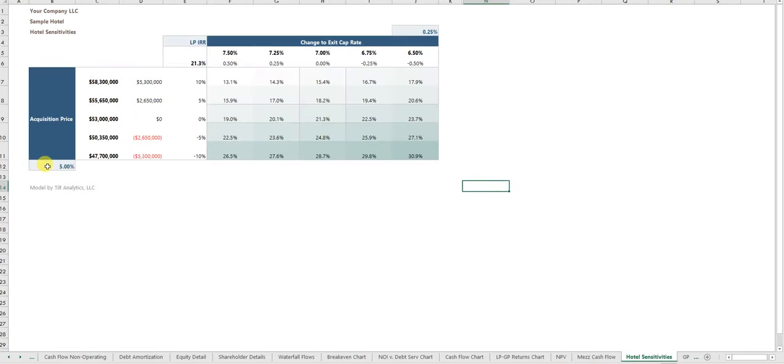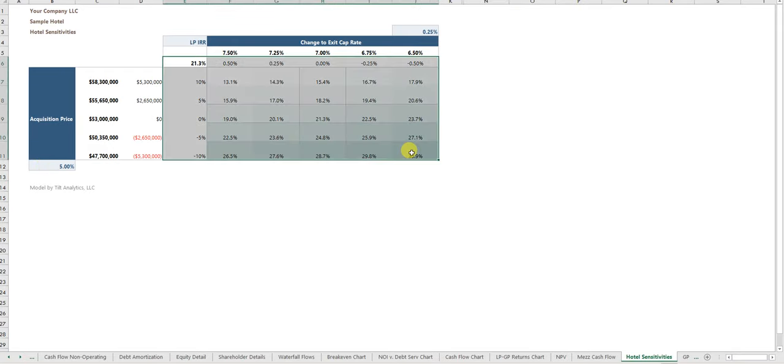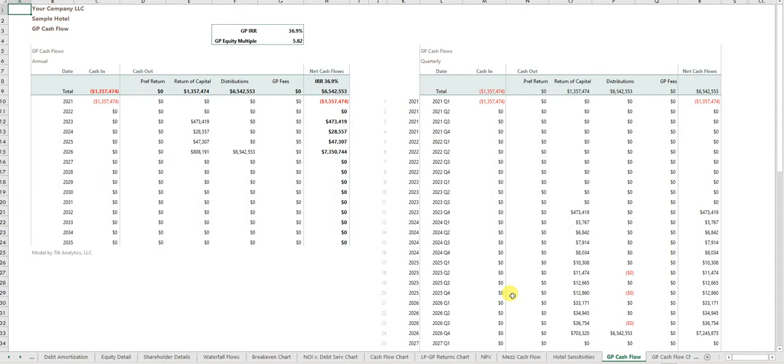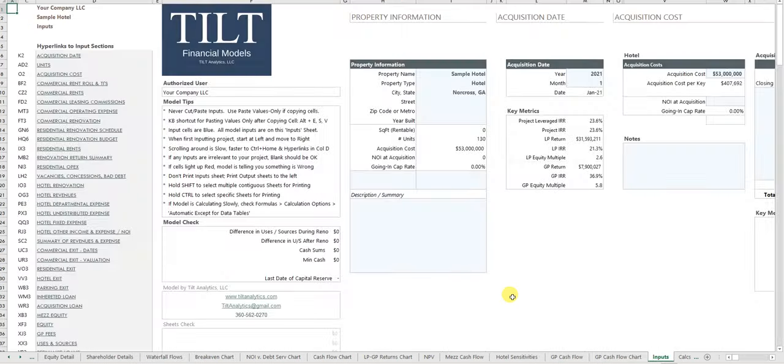There's also a sensitivity table here for the hotel showing a two-way matrix on what if your acquisition price is different than right now what you think it will be, and what if your exit cap rate is different than what you presume in the model. And so you can see the range of outcomes based on those two things. And then lastly, we have GP cash flow, both in tabular form and a chart. And that brings us to the input sheet.